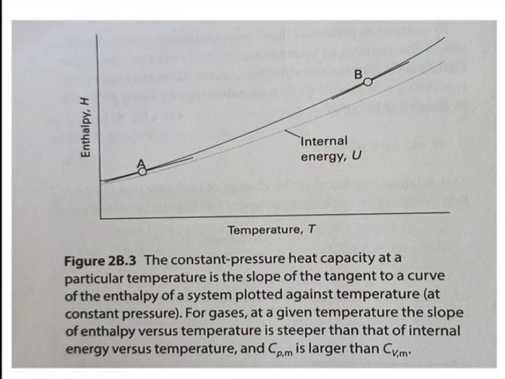Now the plot is here, which shows the change in enthalpy with respect to change in temperature. So the plot is of H versus T, and the slope is Cp. The constant pressure heat capacity at a particular temperature is the slope of the tangent to a curve of enthalpy of a system plotted against temperature, when the pressure is constant. For gases at a given temperature, the slope of enthalpy versus temperature is steeper than that of the internal energy versus temperature, and Cp,m is larger than Cv,m. That means molar heat capacity at constant pressure is greater than molar heat capacity at constant volume.